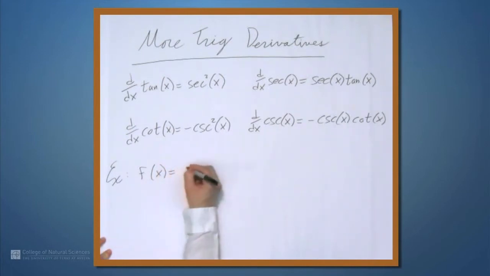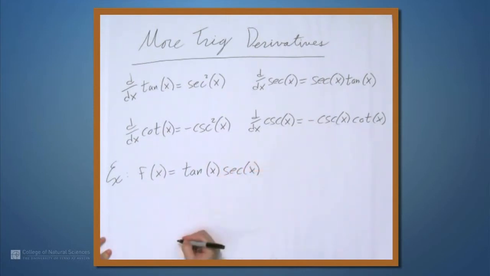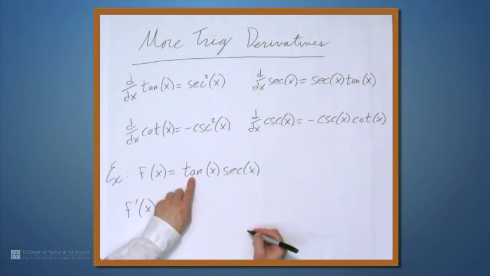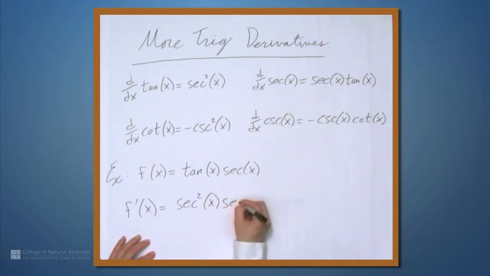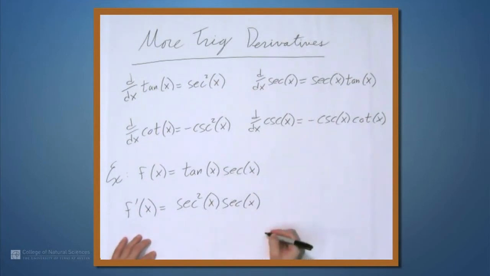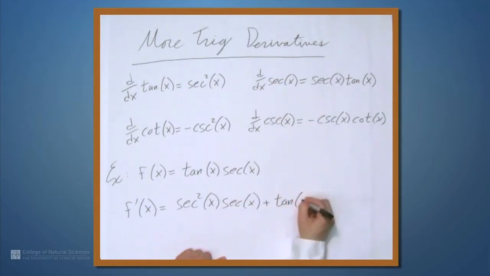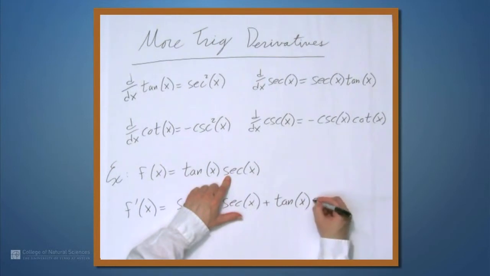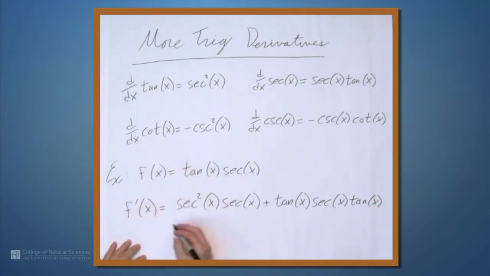Suppose f of x is tangent x times secant x. Well, by the product rule, f prime of x is the derivative of the first thing times the second thing. So the derivative of the first, the derivative of tangent, is secant squared. So we get secant squared x times the second part, which is secant x. And then plus the first part times the derivative of the second. So plus tangent x times the derivative of secant, which is secant x tangent x.